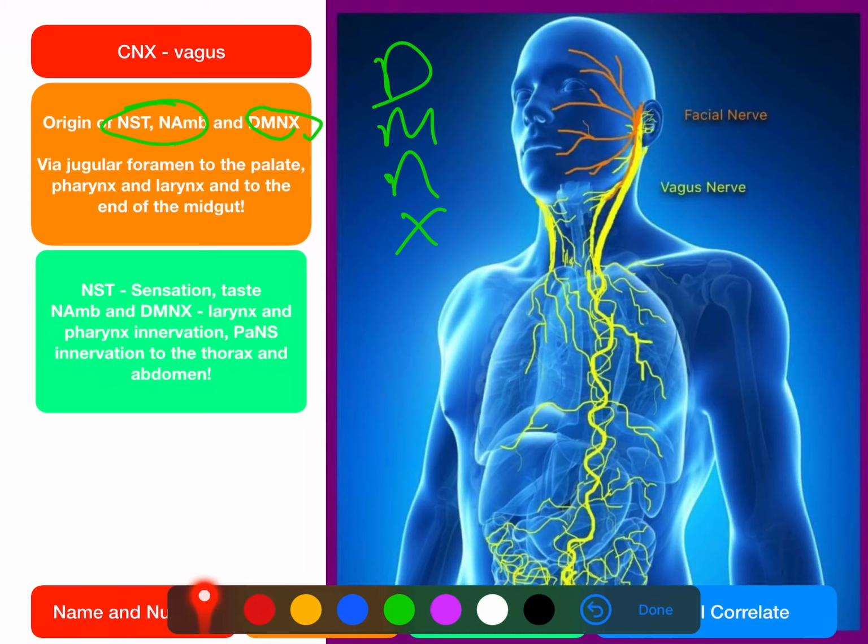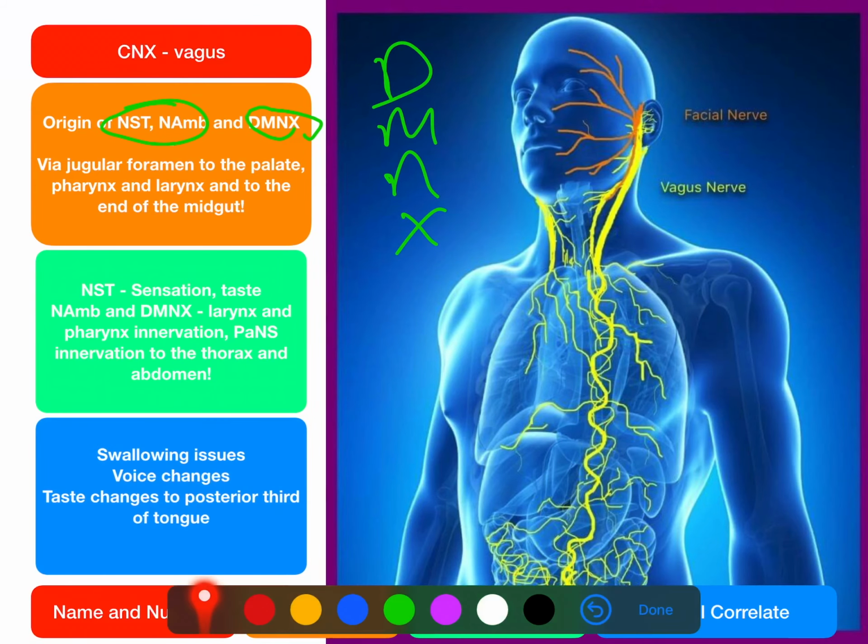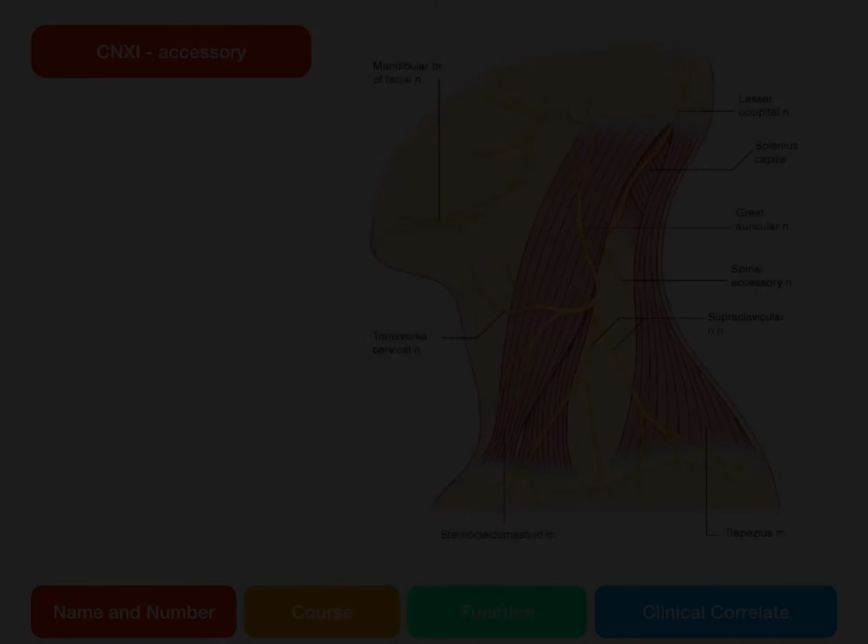If your larynx and pharynx can't move, then you're going to have swallowing and speech issues if the 10th nerve is lesioned, right? You're also going to get parasympathetic supply issues because it's the big parasympathetic nerve to the thorax and the abdomen. So peristalsis is not working properly, and the vagus nerve can't turn down your heart rate. So your heart rate speeds up, your breathing rate speeds up. So swallowing issues, voice issues, taste changes to the posterior third of the tongue, and all of those autonomics that we've slightly discussed there.